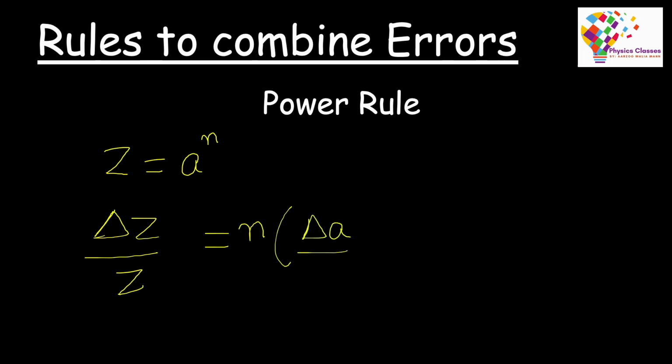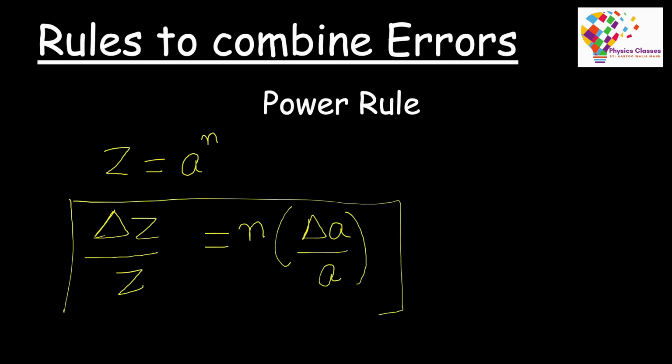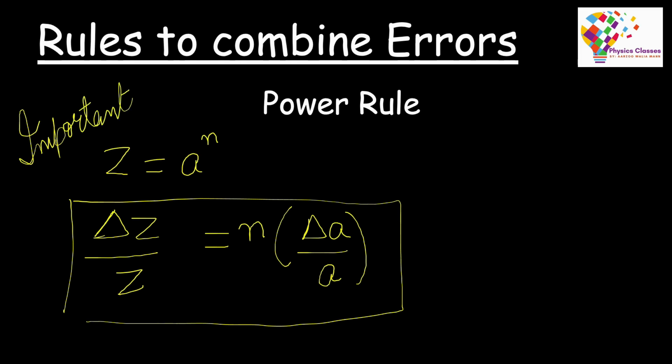Whatever is the power, that has to be multiplied with the fractional error, and then only you will get the total fractional error in the quantity. So delta z by z would be equal to n times delta a by a. The power is always multiplied. This is a very important concept because this has been asked in the NEET exam every now and then. So a question based on power rule can be expected in the NEET 2026 exam as well.